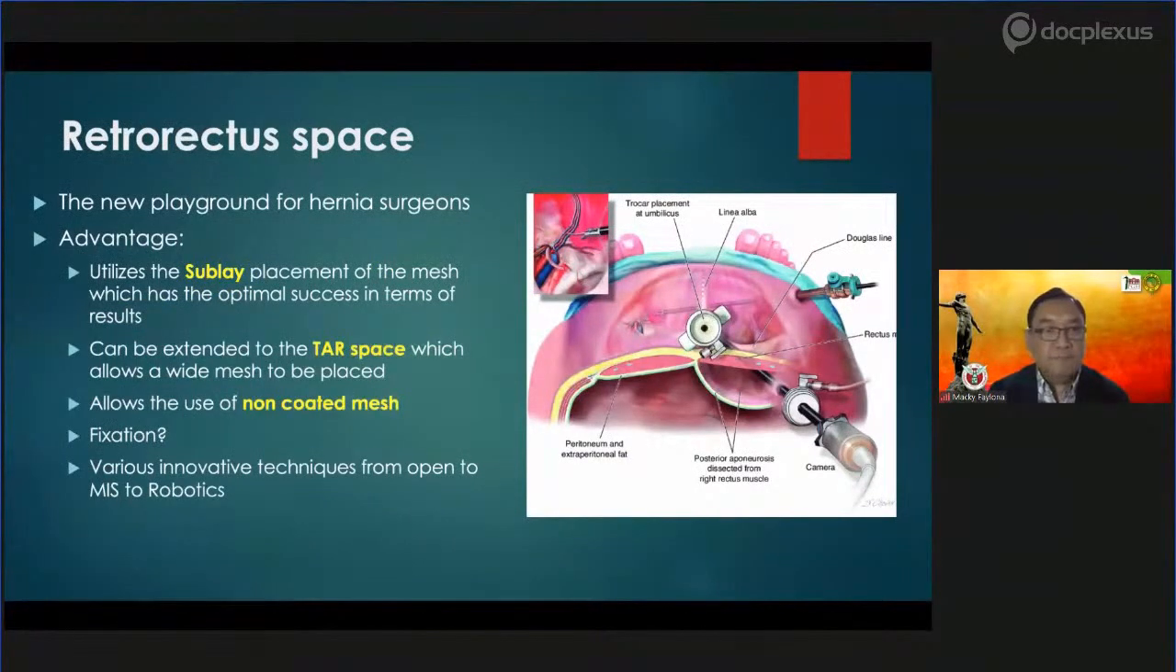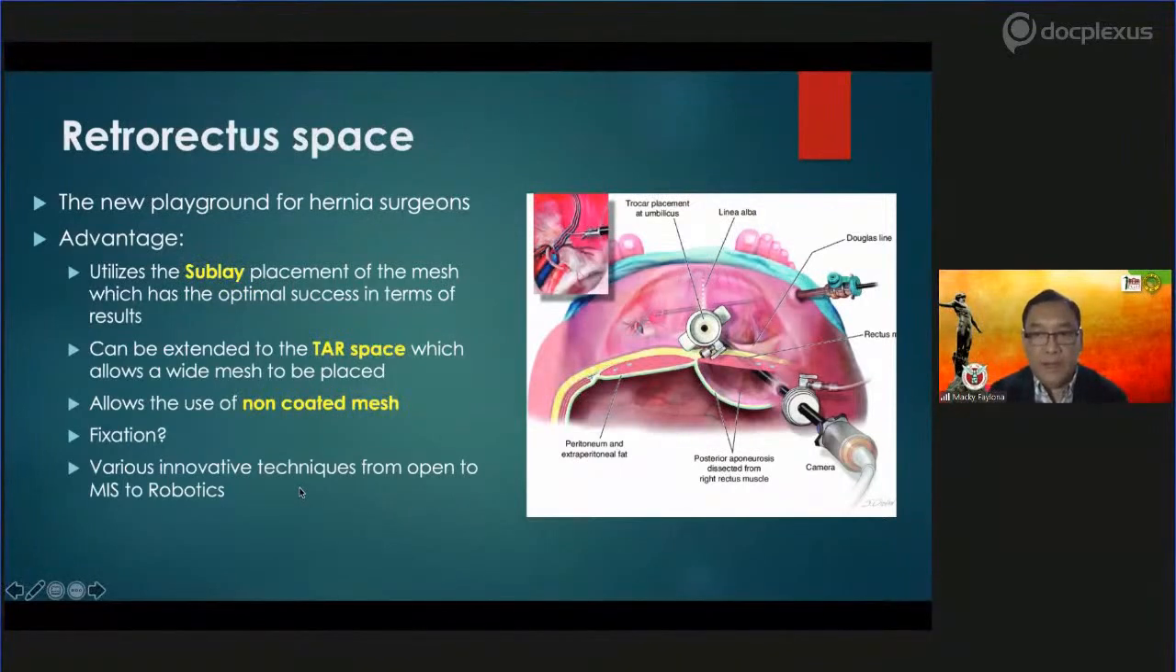Just to mention, the retrorectus space is actually the new playground now for hernia surgeons, and the advantage of it is, of course, the sublay placement of the mesh. This space can be extended further to the TAR space if you need a wider mesh. It also has the advantage of using a non-coated mesh, which makes it less expensive. Since this is a confined space, some surgeons opt not to put any fixation, which plays a role as well in terms of abdominal pain after surgery.